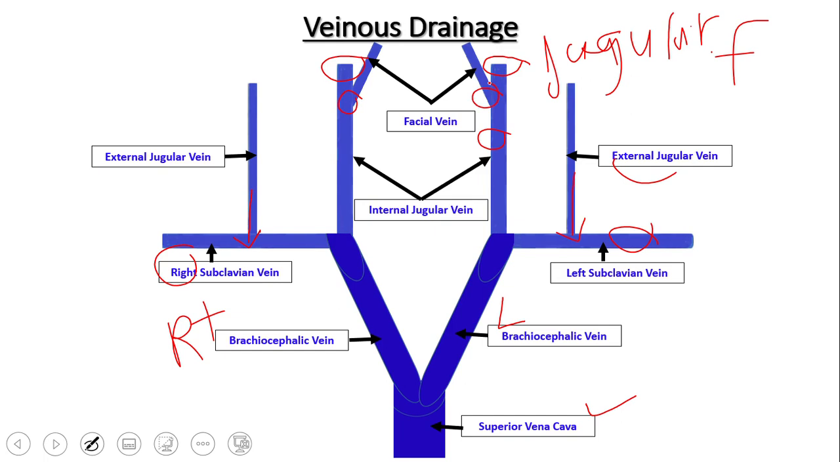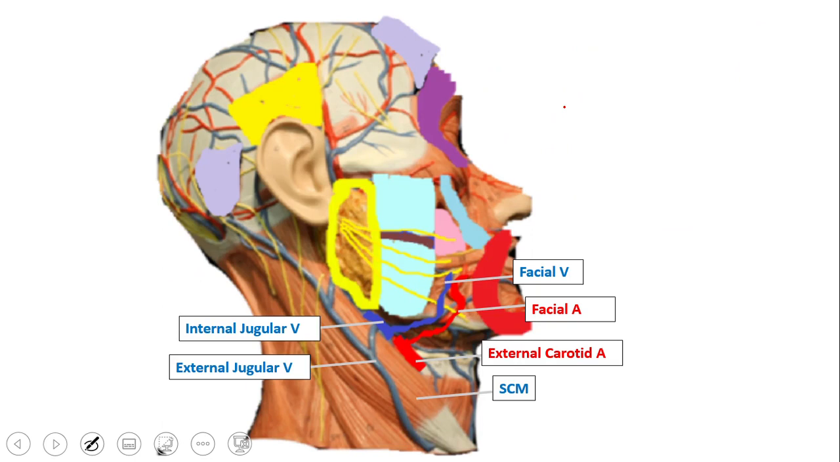There is a muscle in between the internal jugular and external jugular, which is the sternocleidomastoid muscle. So this muscle here is a sternocleidomastoid, and the vein that is external to the sternocleidomastoid is the external jugular vein. The vein deeper or internal to the sternocleidomastoid is the internal jugular vein. As you can see here, the facial vein terminates into the internal jugular vein.